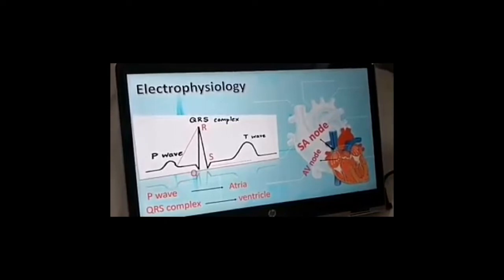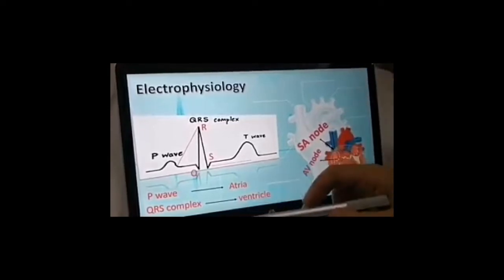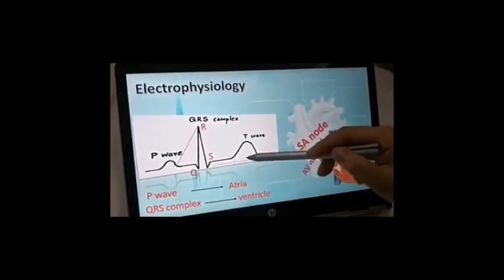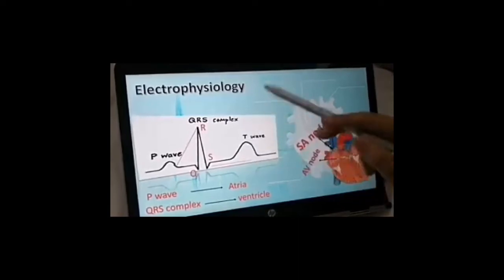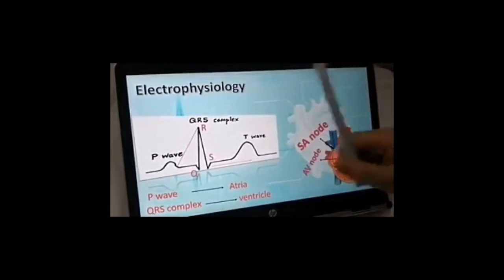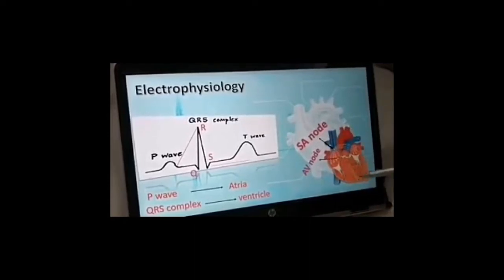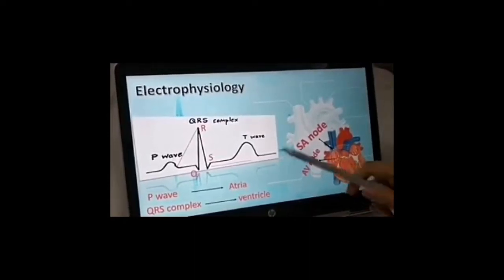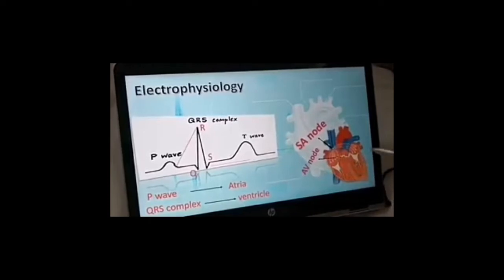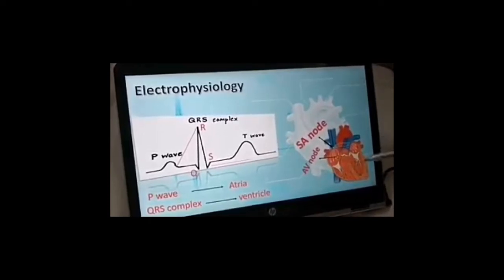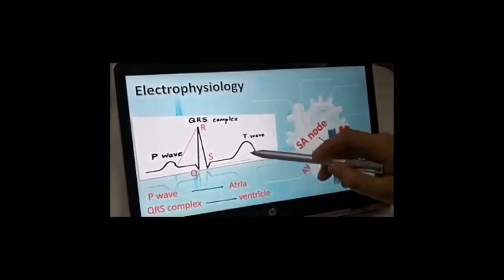The last two things are the ST segment and the T wave. The ST segment is just a short delay after a ventricle contraction. But the T wave is ventricle repolarization. Repolarization means إعادة استقطاب. Ventricle repolarization after this short delay.